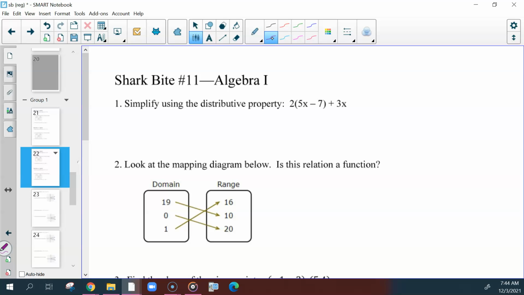Going over the short by 8. For number 1, you needed to simplify using the distributive property. So this would be 10x minus 14. Bring down your 3x, and then combine your x's to get 13x minus 14.